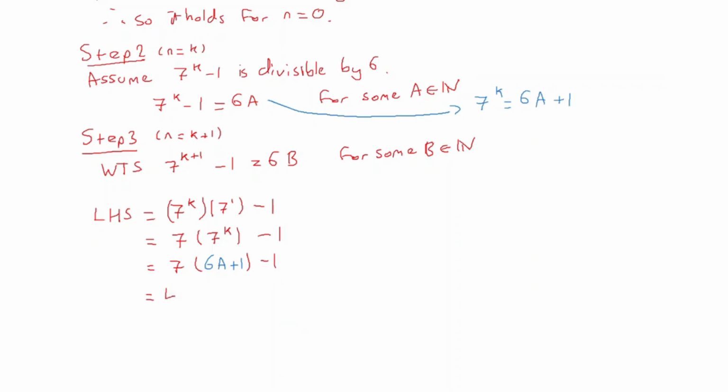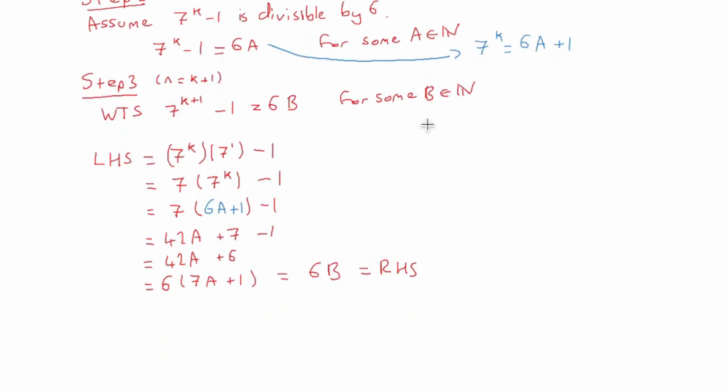We can expand this to get 42a plus 7 minus 1, which is 42a plus 6, which factorizes to 6 lots of 7a plus 1, which is of the form 6b, which was our right-hand side. So we have shown that 7 to the k plus 1 minus 1 is divisible by 6, provided we can make that substitution. That's our process for the inductive step.